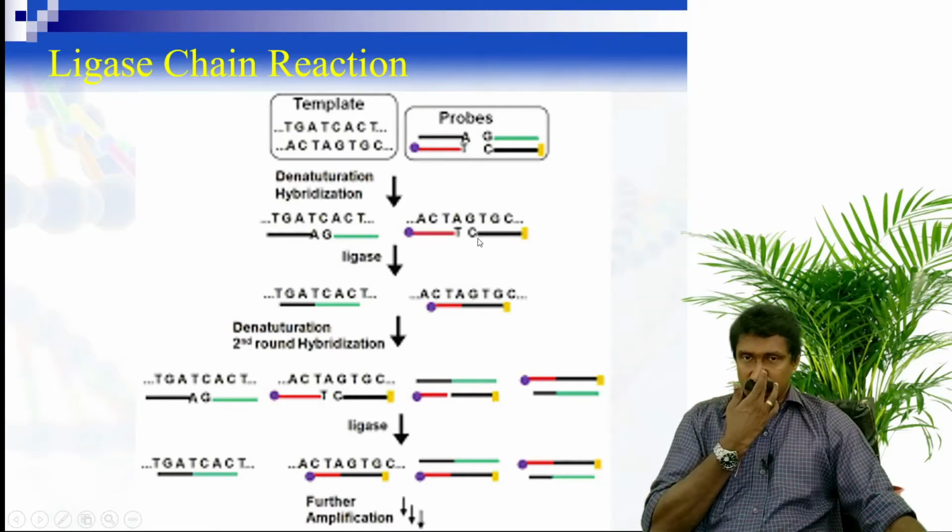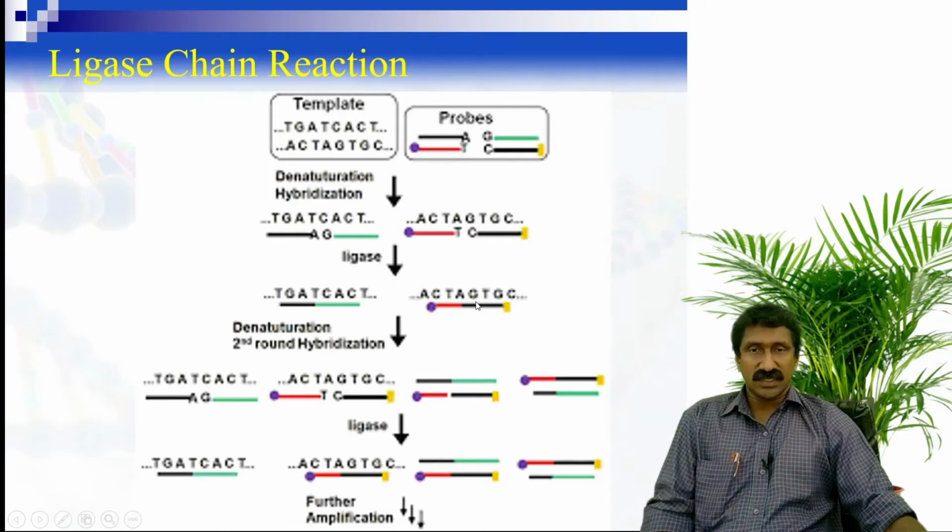And the second strand will also be joined with the concerned primers, and that will produce the second strand. Now again, denaturation and the second cycle starts, where the new primers or probes will bind, and they will be ligated together, and this cycle continues, which will act just like a chain reaction.